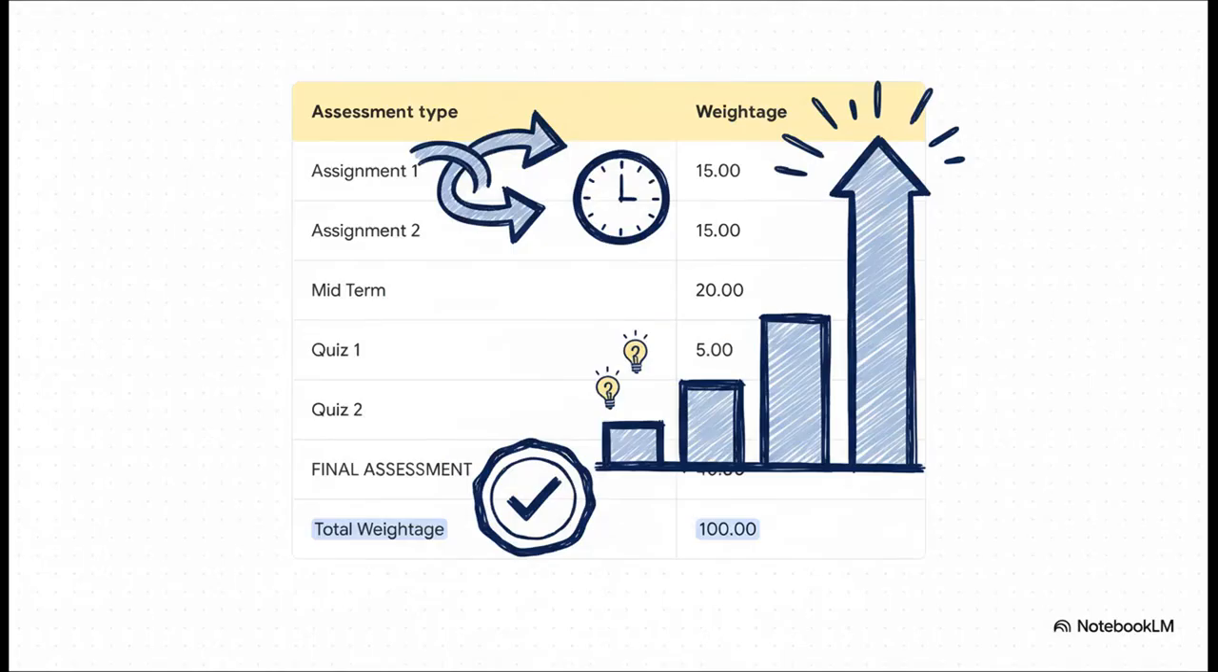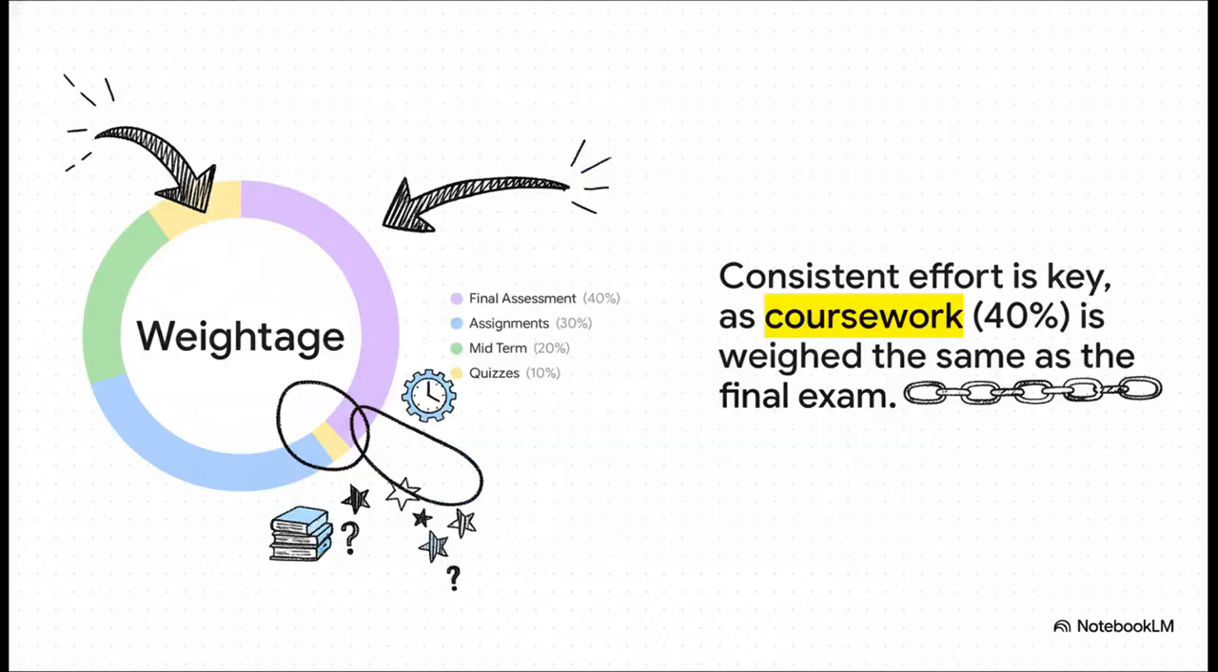This table lays it all out for us, straight from the syllabus. You've got your assignments, a midterm, a couple of quizzes, but just look at that last line. The final assessment carries a massive 40% of your entire grade. That's the big one to keep your eye on all semester. And here's a visual that just makes it crystal clear. That huge 40% chunk for the final really pops. But notice this, your assignments and quizzes also add up to 40% combined. That just goes to show that consistent effort throughout the semester is just as crucial as acing that final exam.